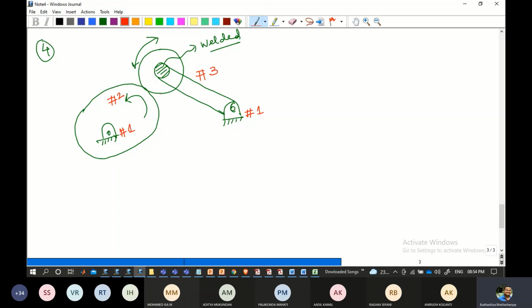If the circle that you're looking at over here was told as not welded, then we could have said that this is a separate link itself. But since it's welded, it's a complete structure itself. So 1, 2, 3. So my n is equal to 3.